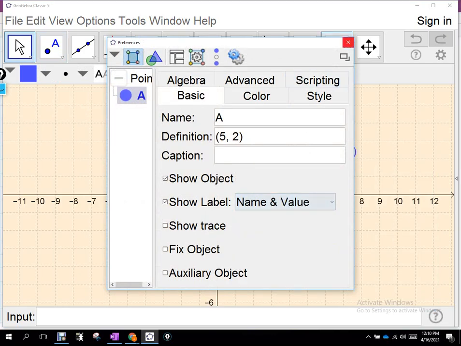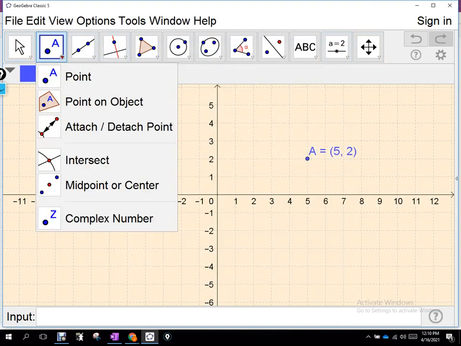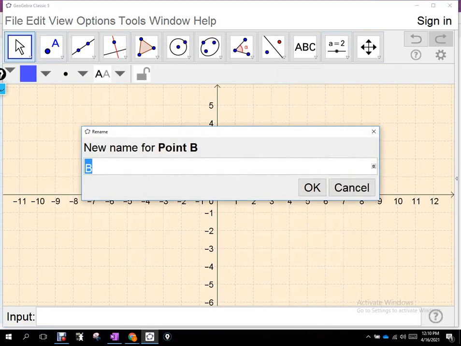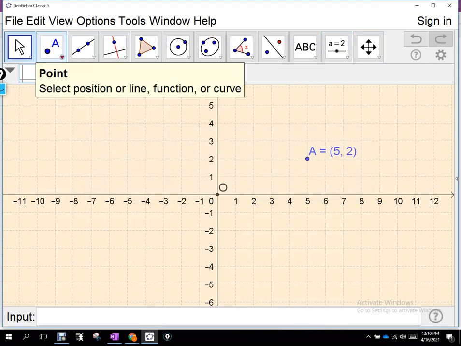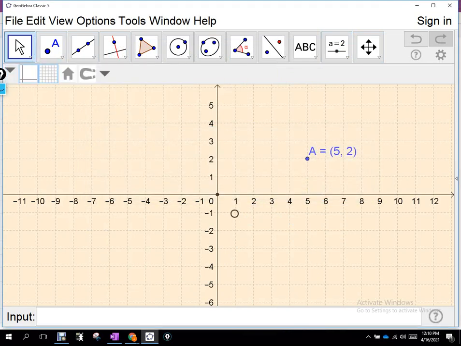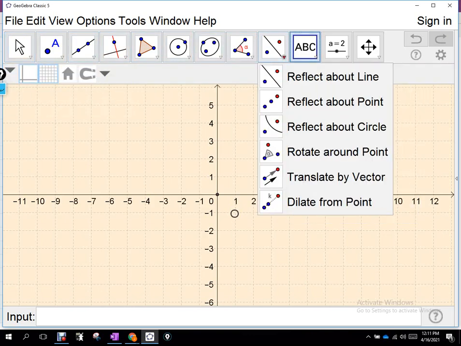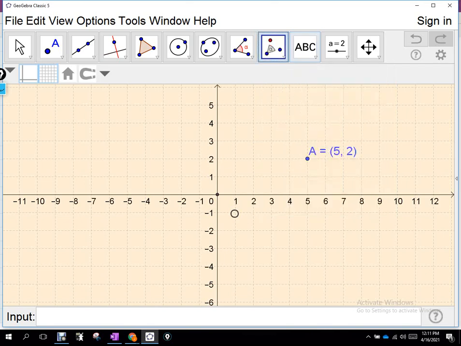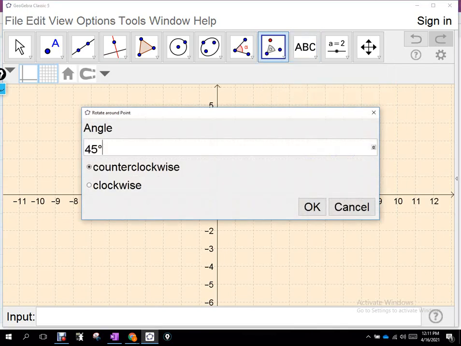Rotating around the origin. So there's A. Let's call this point O for origin, which is 0, 0, correct? If I rotate, let's see here. Now we have to decide whether we want to go counterclockwise or clockwise.